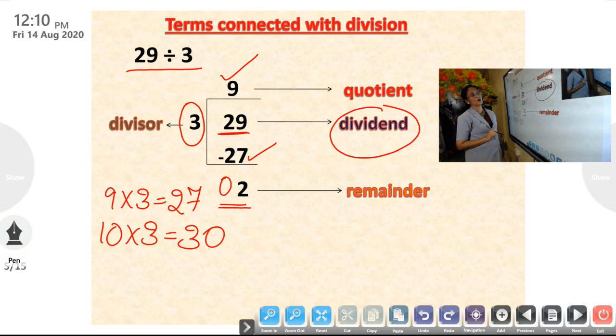So once again you tell me which is the dividend in the question. Dividend is 29. Which is the divisor in the question? The divisor is 3. Then what is the remainder? The number that remains after doing division. That is the remainder. Here 2 is the remainder. And which is the quotient? Quotient is the answer to division. And here the quotient is 9.